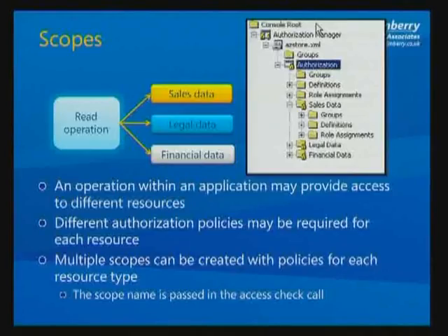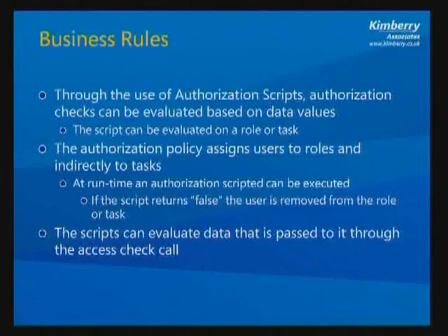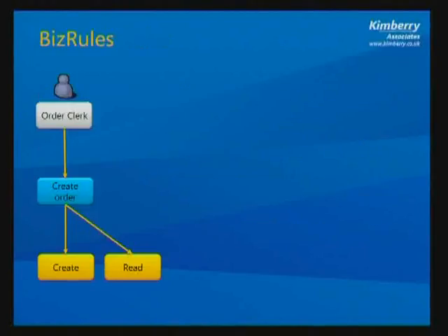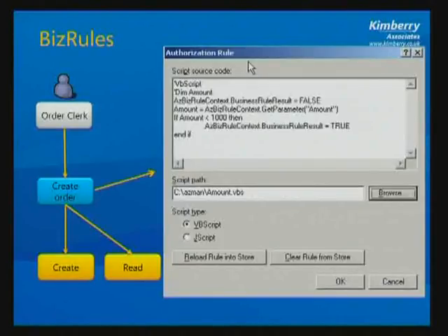Business rules. As I said right at the beginning, you may want to change your authorization depending on some values. So again, through the authorization check, we can pass a list of value names with their associated values. And then we can run a script. If that script evaluates true, you're allowed to do that task. If it doesn't, you're not allowed to do that task. So we've got order clerk, create order, create and read as the operations. And we basically click on here and select an authorization rule. And there's a little bit of VB script in there.